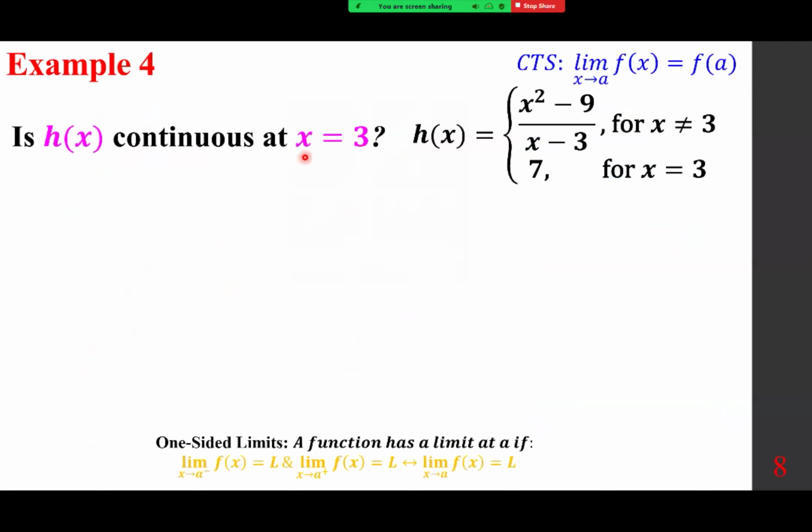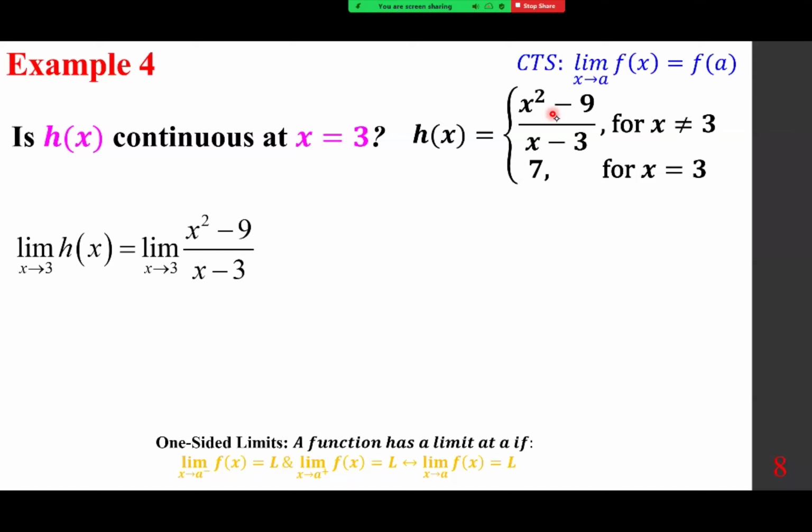Is h of x continuous at x equals 3, where h of x is (x squared minus 9) over (x minus 3) for x not equal to 3, and it's 7 at x equals 3? Well, we have to look at the limit, and we look at the functional value. The limit uses this function because, remember, as far as the limit is concerned, not at x equals 3. So let's take a limit of this one as x approaches 3.